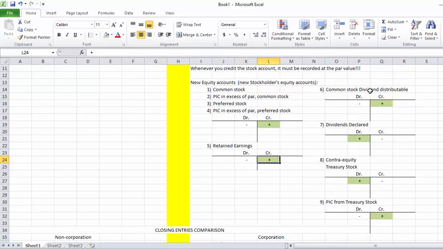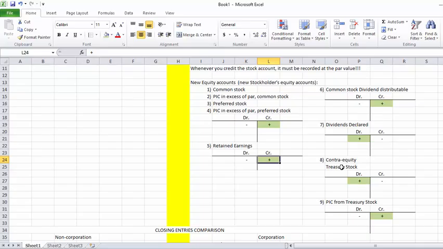We also have another one that's called common stock dividends distributable. We could have preferred stock dividends distributable, but I'll just focus on common stock in the upcoming videos. There's an account called dividends declared. Dividends is replacing what we used to know as drawing. And then we have this contra equity. Remember we had equipment, and equipment had a contra associated with it. It was called accumulated depreciation.